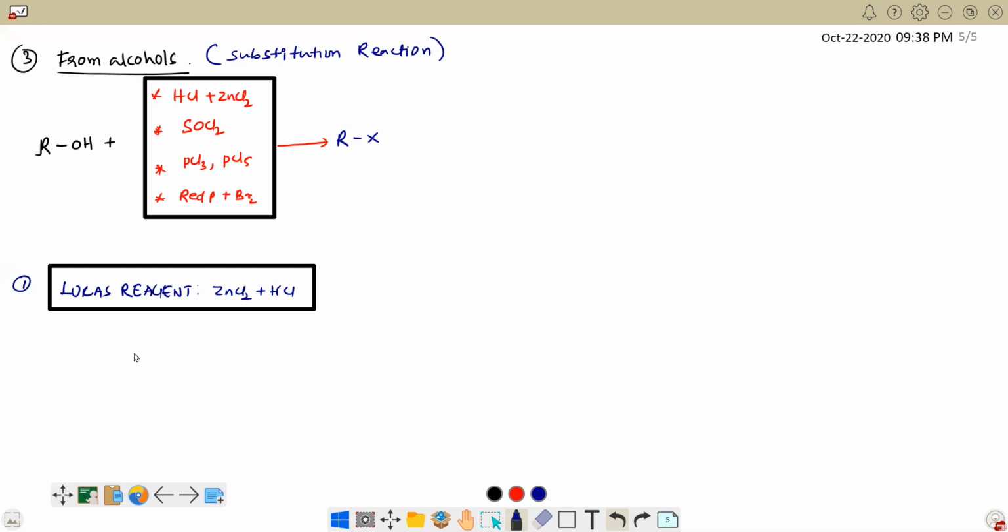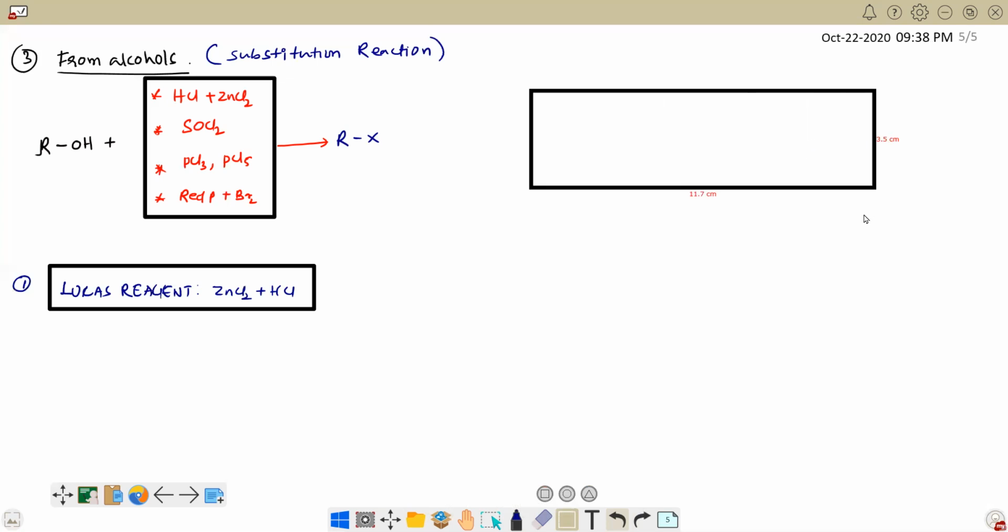Do remember one common point, you can write here. The very common point is, in all cases, the reactivity order for alcohols: 3-degree alcohols more than 2-degree alcohols, more than 1-degree alcohols, more than methanol. Basically, 3-degree alcohols involve the SN1 mechanism, 1-degree alcohols follow the SN2 mechanism, and 2-degree involves both SN1 and SN2.